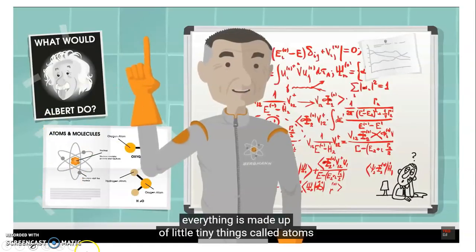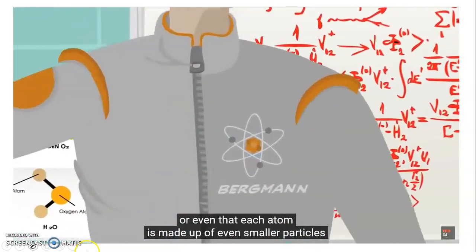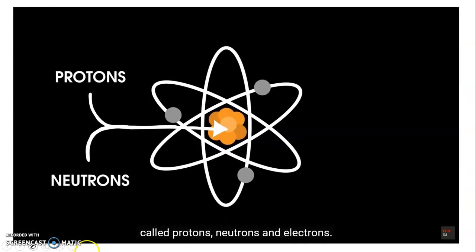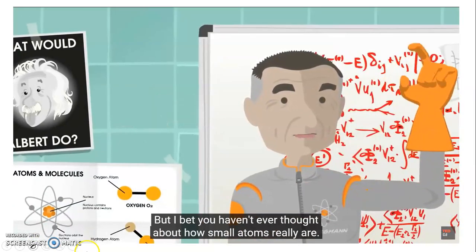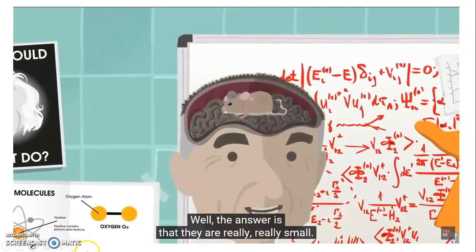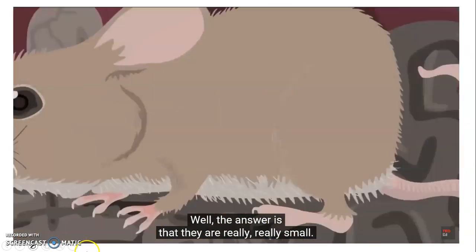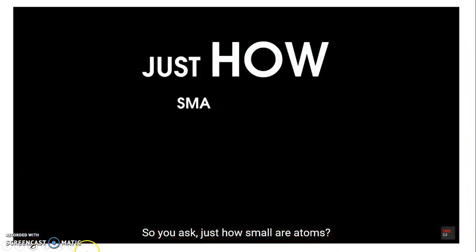Probably already know that everything is made up of little tiny things called atoms. You might even know that each atom is made up of even smaller particles called protons, neutrons, and electrons. And you've probably heard that atoms are small. But I'll bet you haven't ever thought about how small atoms really are. Well, the answer is that they are really, really, really small. So you ask, just how small are atoms?